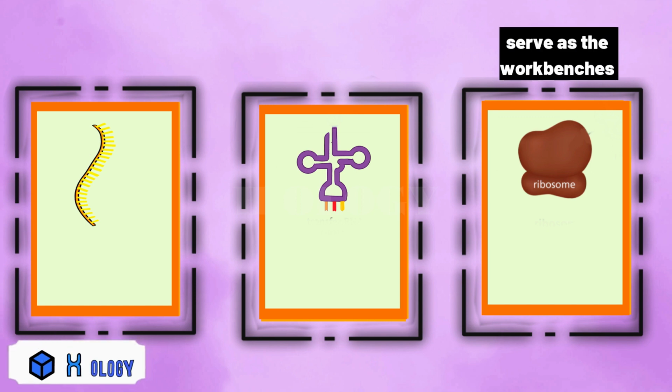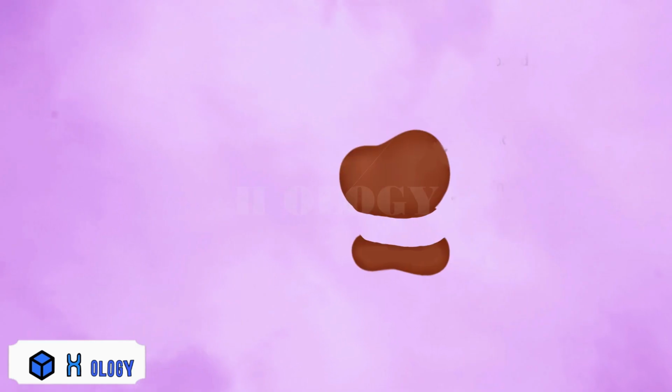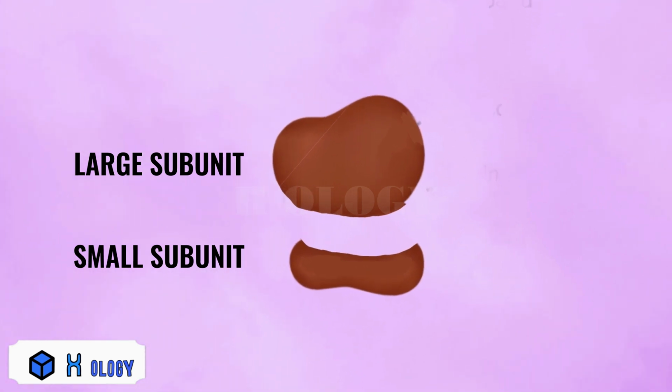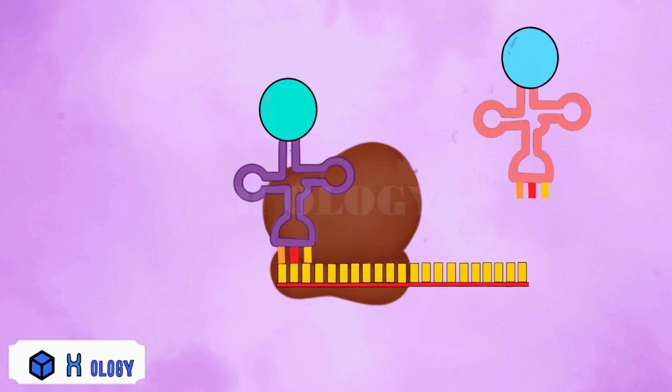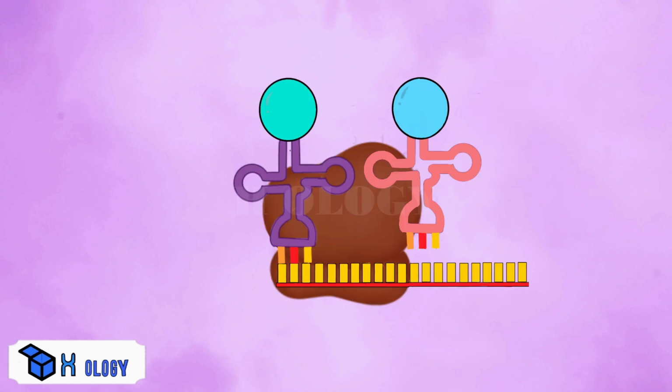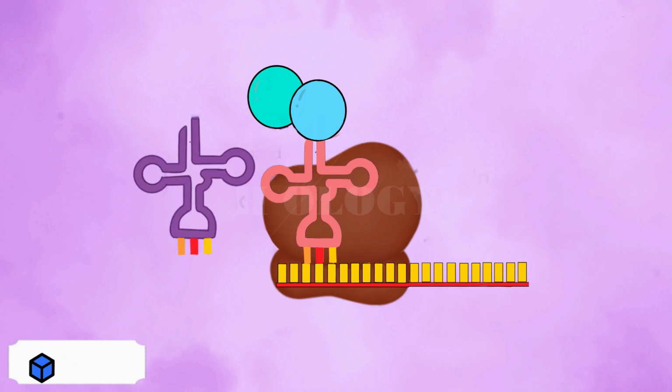These complexes serve as the workbenches for protein synthesis. Ribosomes are composed of two subunits known as the large subunit and the small subunit. Both subunits are made up of a combination of proteins and ribosomal RNA molecules. The large subunit is responsible for catalyzing the formation of peptide bonds during protein synthesis, while the small subunit helps in reading the genetic information stored in messenger RNA.